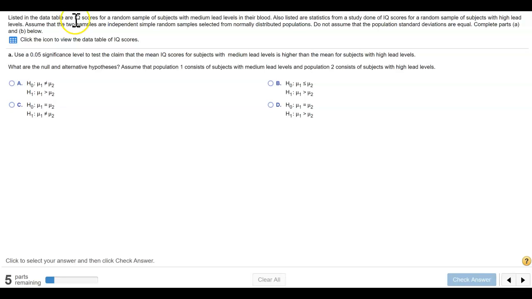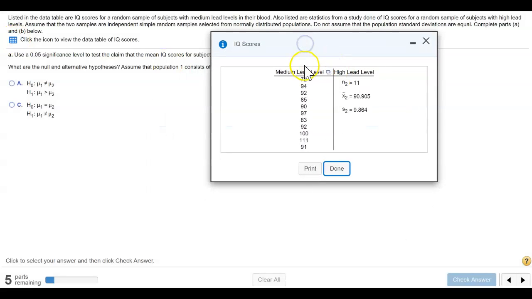Listed in the data table are IQ scores for a random sample of subjects with medium lead levels in their blood. Also listed are statistics from a study done of IQ scores for a random sample of subjects with high lead levels. Where is that table? Well, if you click on the icon, the results from the first sample listed as raw data and the results from the second sample listed as summary statistics will open up.